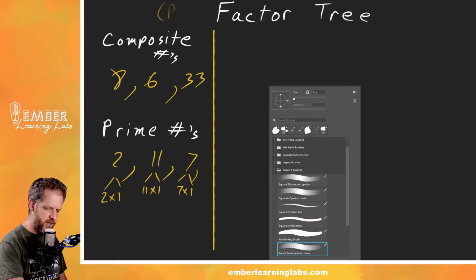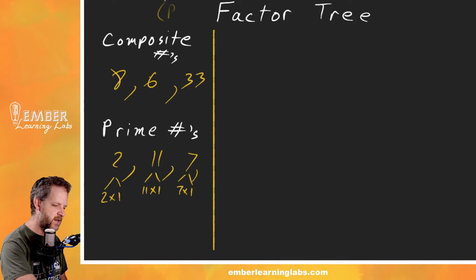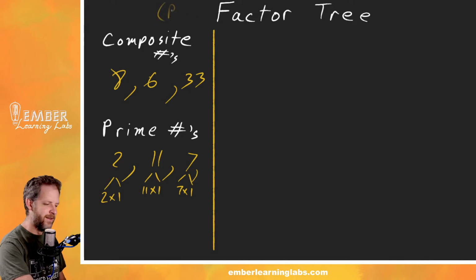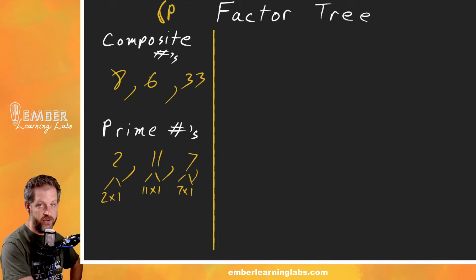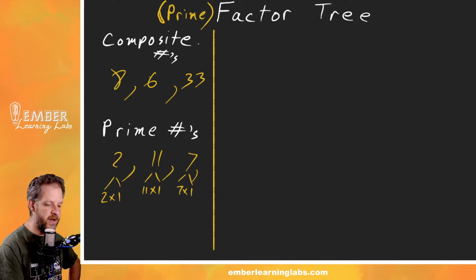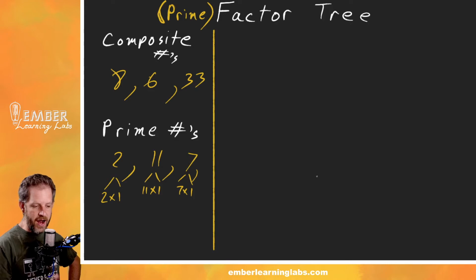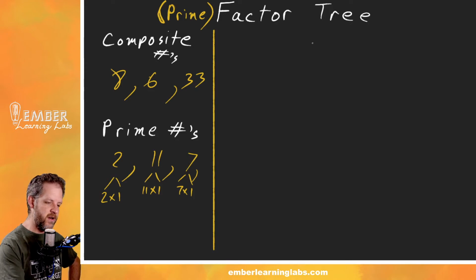Okay, so to make a factor tree, we can also call this a prime factor tree. I changed my brush somehow. Let's change it to something that doesn't have that kind of dynamics. I must have accidentally hit some sort of keyboard shortcut or something. A prime factor tree is also another name for this particular topic. So let's do a prime factor tree of the number 8.